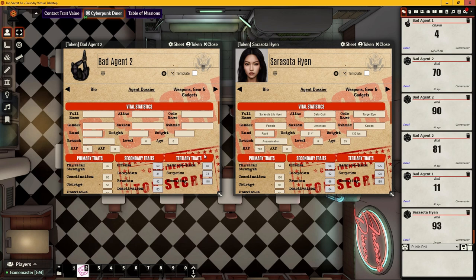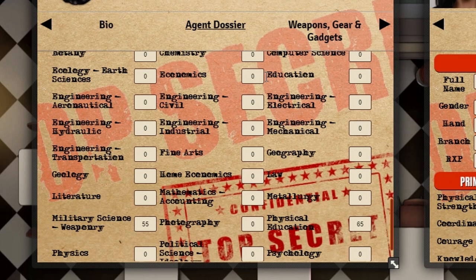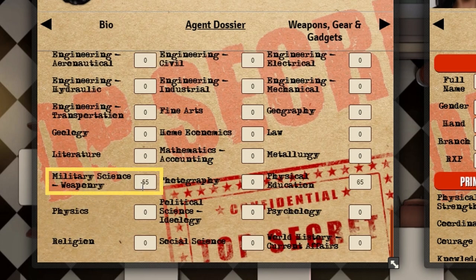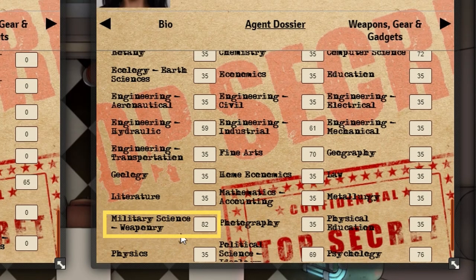We need to look at their respective physical education and military science areas of knowledge. I'm going to look at this guy's first. So he has military science of 55 and physical education of 65, okay? Sarah has military science of 82, nice. Physical education of 35, ouch.